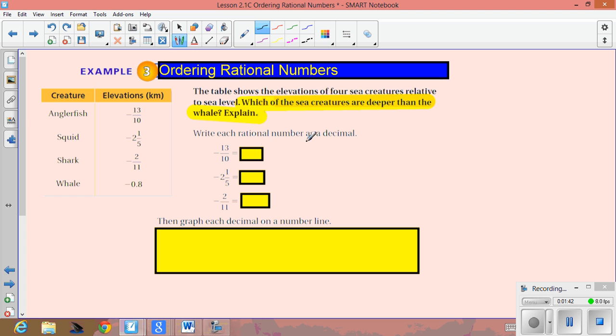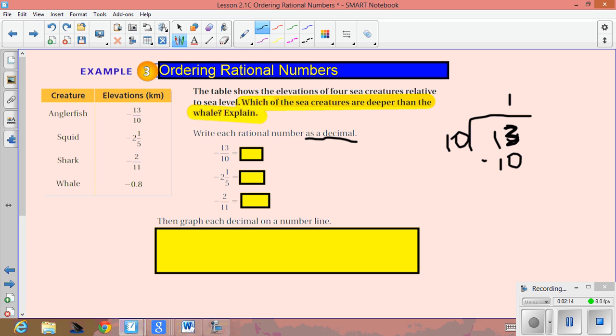So what we're going to do is take each rational number. So we're going to take all 4 of these numbers here, well 3 of them, and rewrite them as a decimal. So for negative 13 tenths, I'm going to take 13 and divide it by 10. Okay, how many times does 10 go into 13?